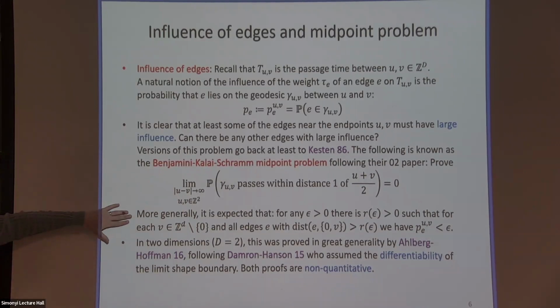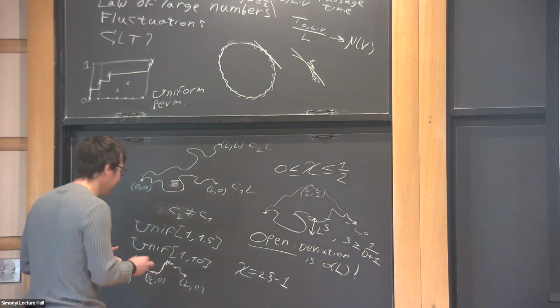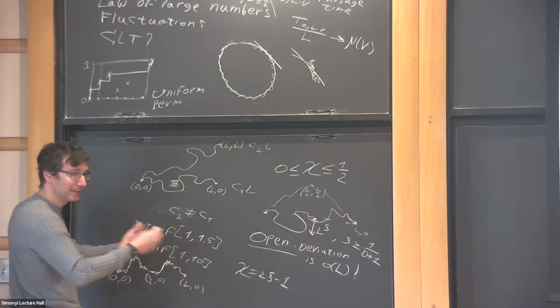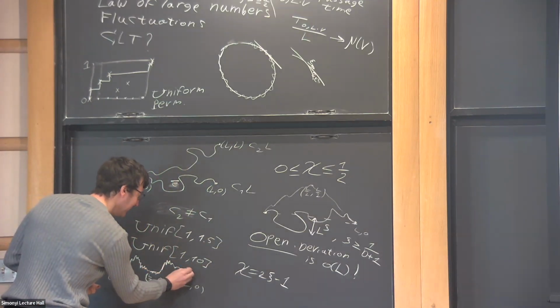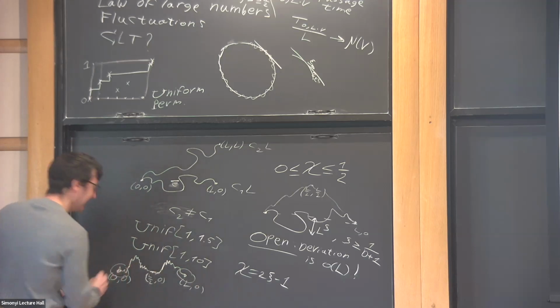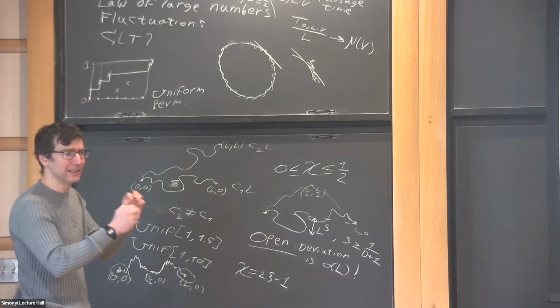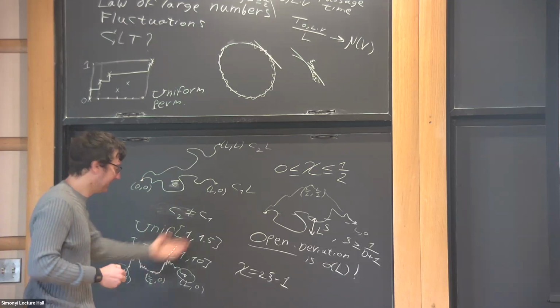More generally, one may expect that if I fix the probability to pass through the edge, say 1 over 10, then the only edges that will have 1/10 probability for the geodesic to be on them should be in a small ball around the endpoints. That should be the only edges that actually have a good chance, and all the rest should have small chance.